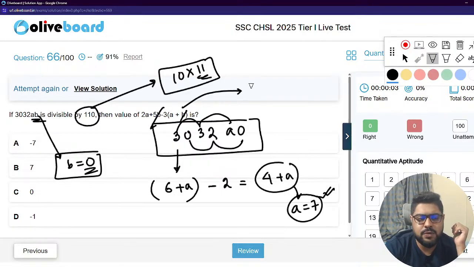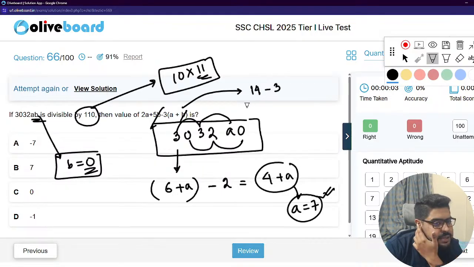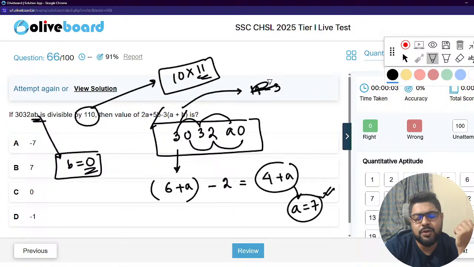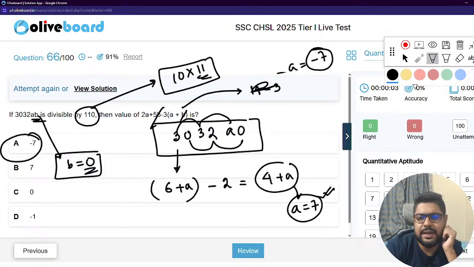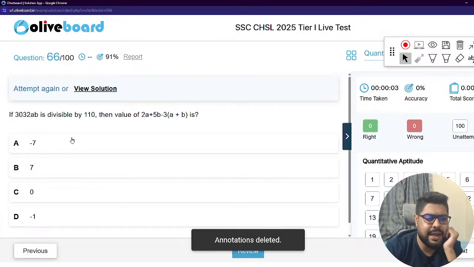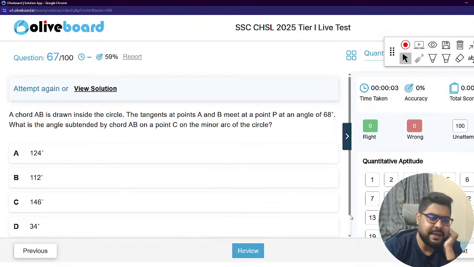2A is sir, 3 2s are like 2 7s are 14 minus 3A. Achha, sorry, 2A minus 3A remaining. You don't need, so it is minus A, meaning minus 7. Minus 7 option A is the answer. You do not need it because everything is getting cancelled here. Next one. A chord AB is drawn inside a circle.